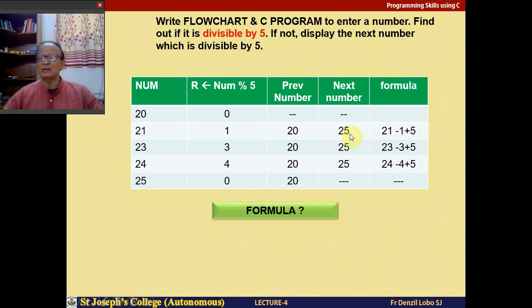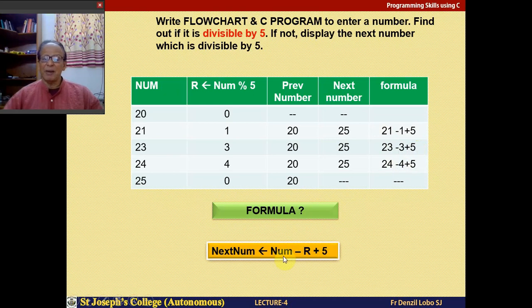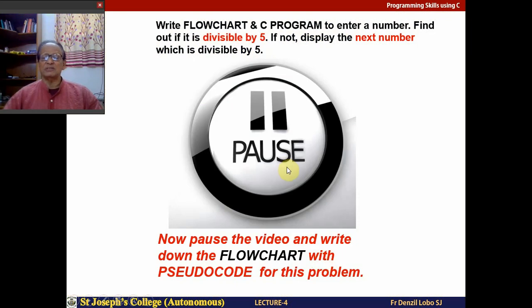So coming back here, so 21. 21 minus 1 will give you 20. You add plus 5. 25. So previous number is 20. You add plus 5. So therefore the formula is nothing but number minus r will give you previous number, plus 5 will give you the next number. So next number. Now you pause and write your C program.